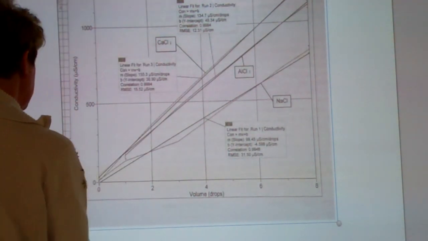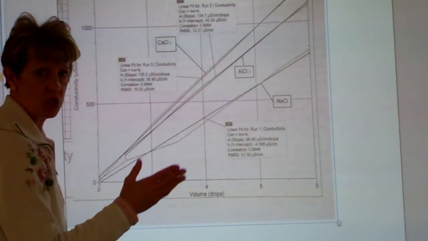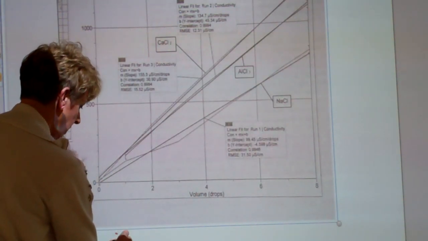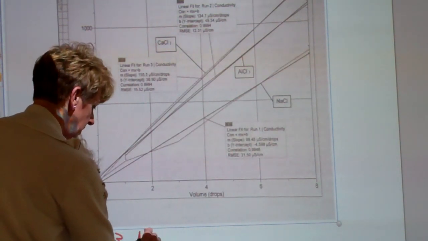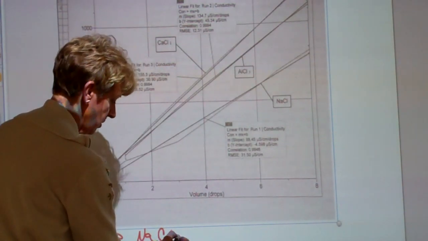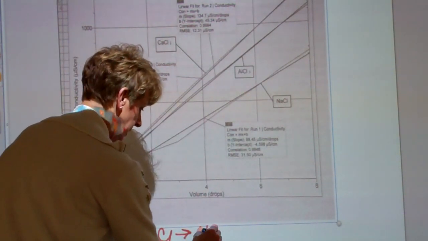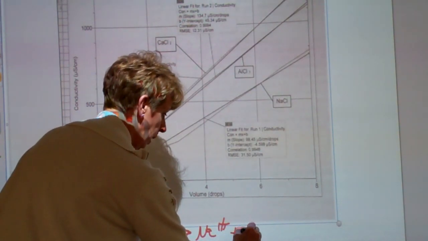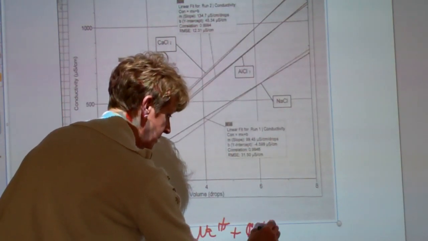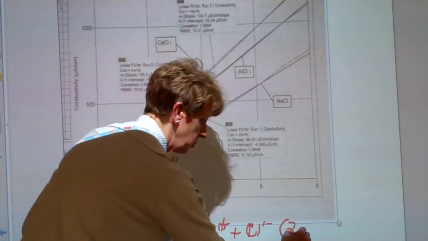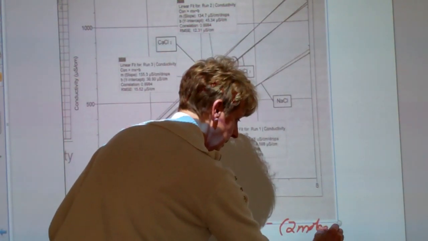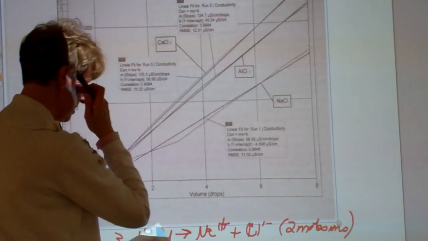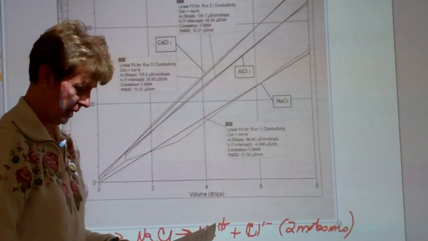Question number 3. We would like you to do just what you did in Labquest Lab 13, and that is dissociate your ions. So sodium chloride dissociated into 1 mole of sodium ions plus 1 mole of chloride ions, a total then of 2 moles of ions. Please do the same thing for the calcium chloride and the aluminum chloride.